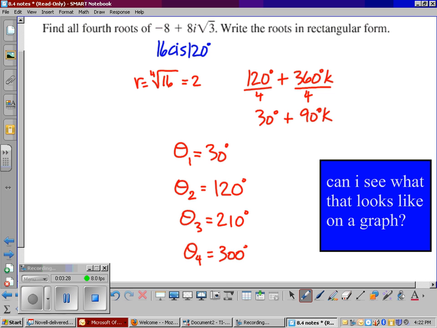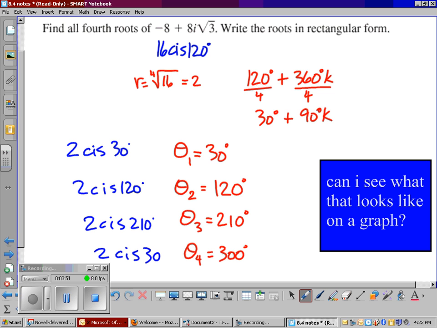All right, so we have all of the information to write the polar form of our answers, and I like to go ahead and write them out so that I don't get lost in this whole process. So 2 CIS 30, and then 2 CIS 120, 2 CIS 210, and 2 CIS 300. Let's take a look at the graph of that real quick.